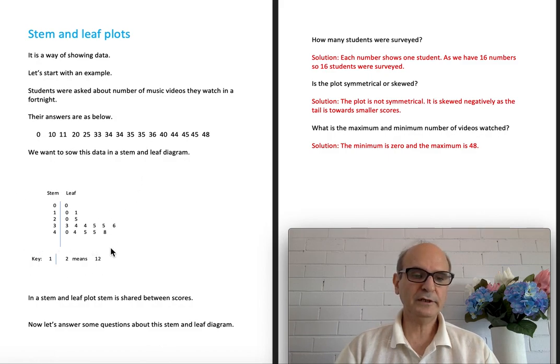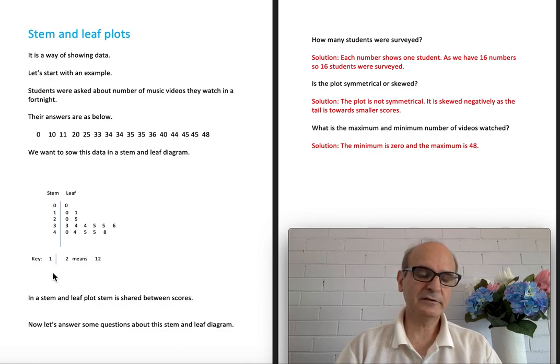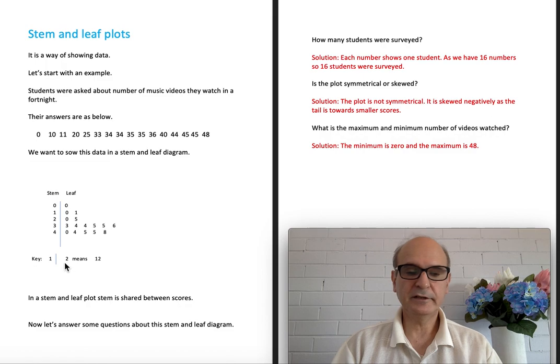And usually at the bottom of or next to any stem and leaf plot, you will have a key which tells you how to read the stem and leaf plot. In this case, 1, then this line, 2 means 12. So 1, 2 means 12. Like here we had 2 and 5 means 25.